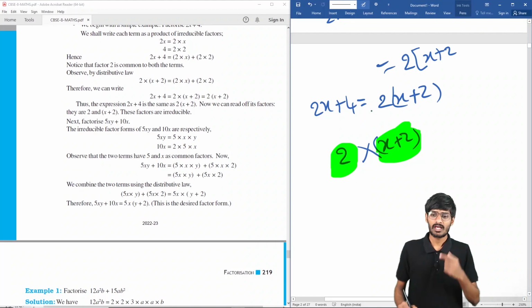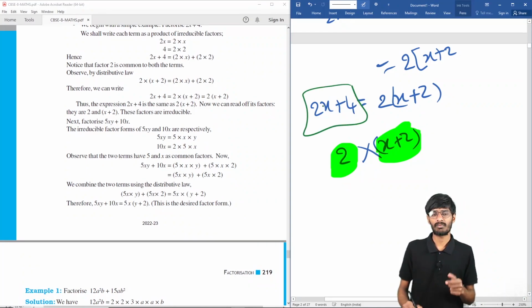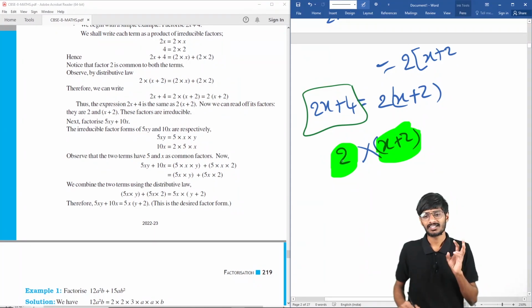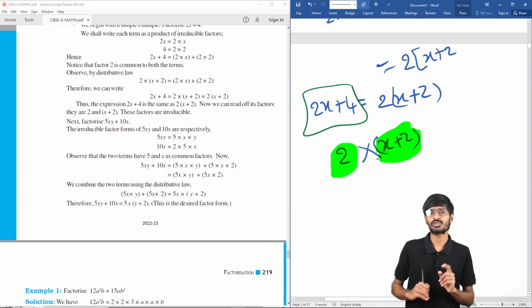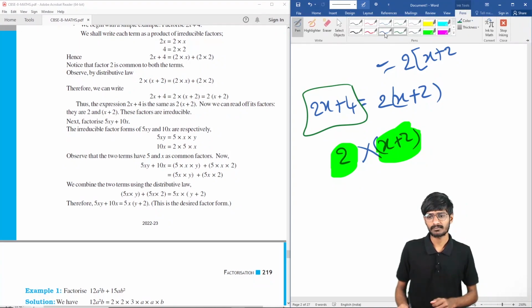Okay students, so this is the method. Previously we couldn't judge it by simply seeing it, but now we have taken 2 as the common factor, and we can confirm that 2 and x plus 2 are both factors of the expression 2x plus 4. So this is the way of performing factorization in the case of binomials using the method of common factors.